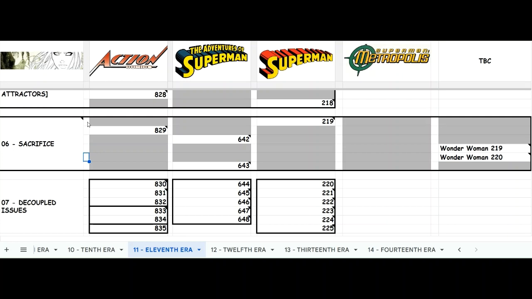Now, chronologically, this is set before the next issue we're going to talk about. Actually, it doesn't really matter. Whether you read Wonder Woman 220 or Adventures of Superman 643, it doesn't matter which order you read them in, but if you want to be pedantic about it, Adventures of Superman 643 is the Sacrifice Aftermath issue that goes after Wonder Woman 220.